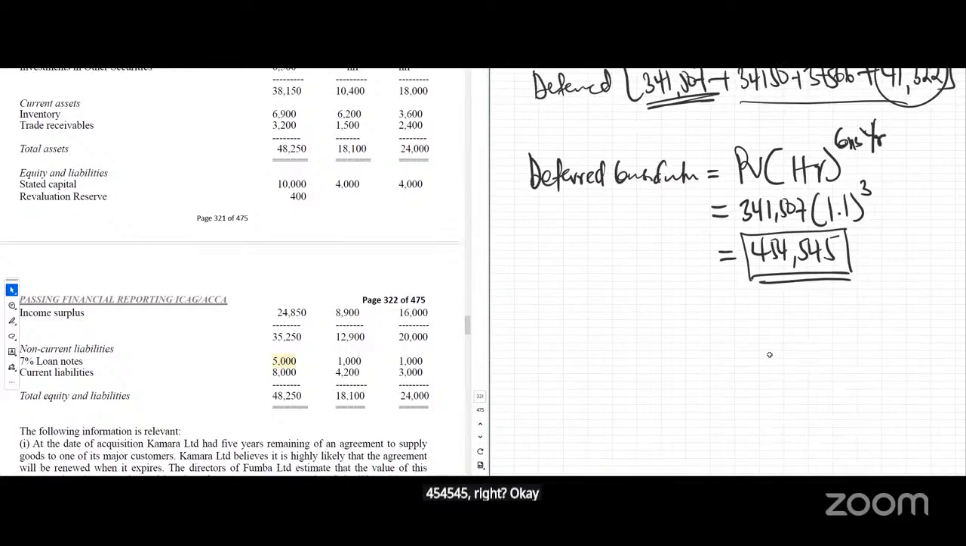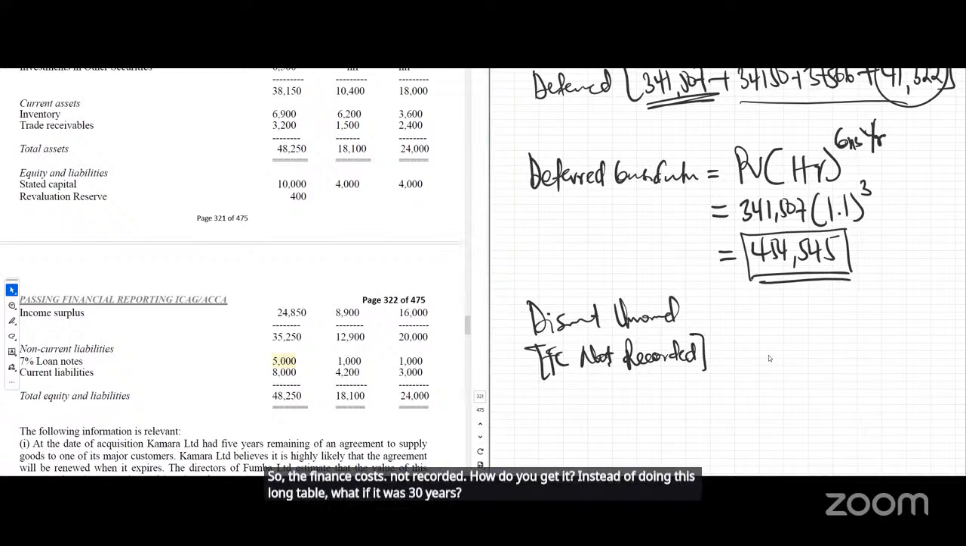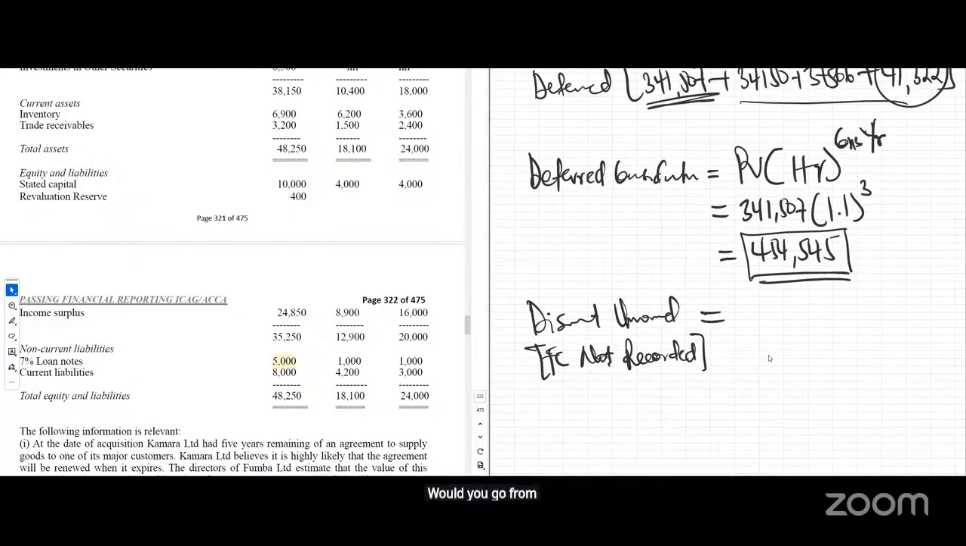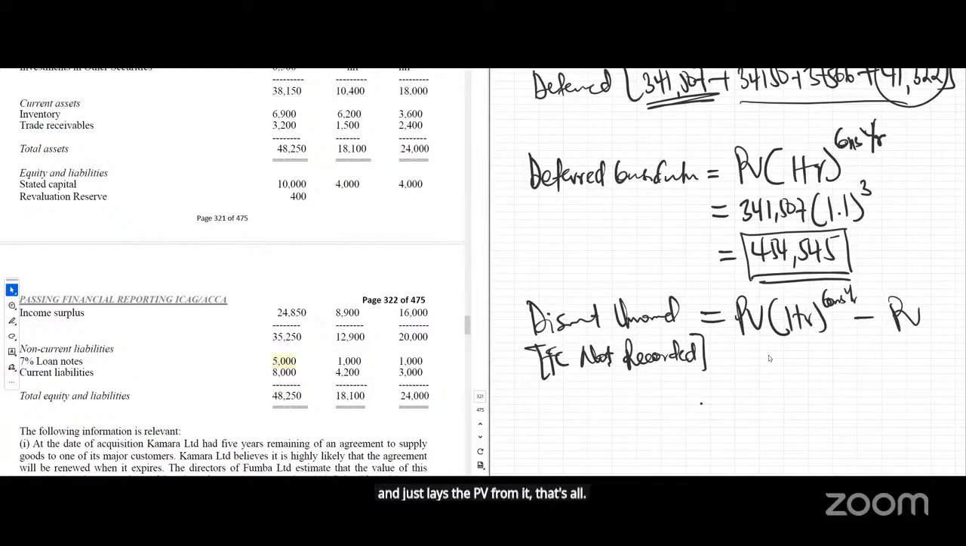But then how do you get the discount unwound, or the interest not recorded? Instead of doing this long table, what if it was 30 years? Would you go from year 1 to year 30? So all you have to do is take PV times 1 plus R raised to the power of the consolidation year you are standing in, and just less the PV from it. That's all.